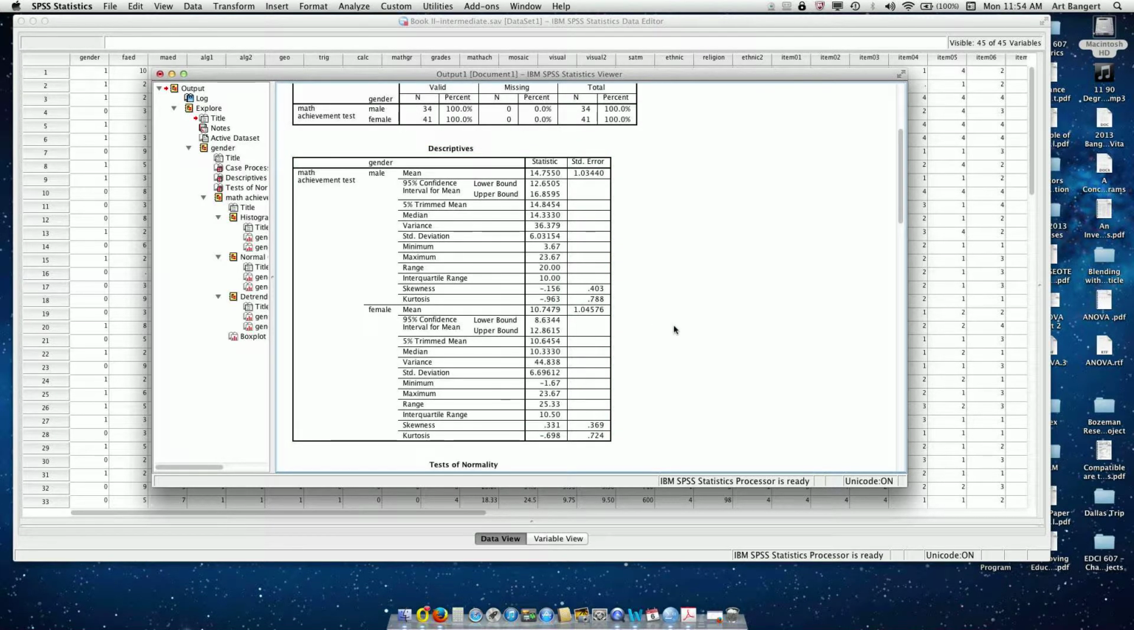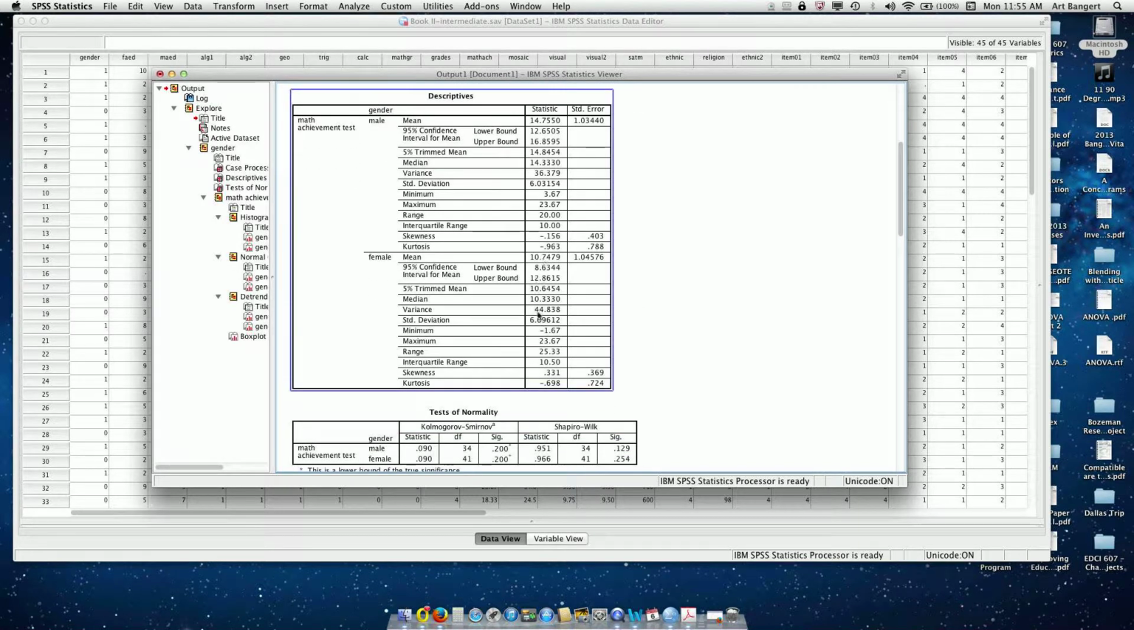And what we do to determine if our data is significantly skewed or is significantly peaked is we divide the standard error into the statistic value. If the value exceeds plus or minus 2, then we know that we have significant skewedness. We do the same thing for kurtosis. We have the same values available for female.